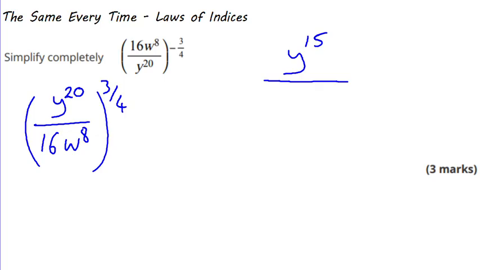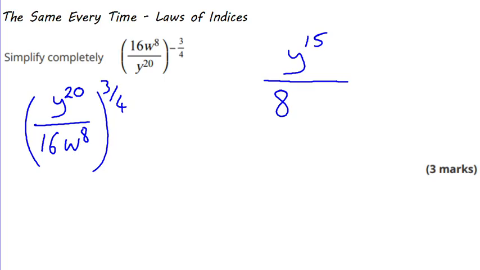Now at the bottom of my fraction I've got two parts. I've got a 16 and a w to the power 8. So in the bottom of my answer fraction I'm going to have two parts. A number and then w to the power something. Well, the number has to be the 16 to the power 3 over 4. So on your calculator, try it. So 16, x to the power, fraction button, 16 to the power 3 over 4. Check that you get the same answer as me. I've got 8. So 16 to the power 3 over 4 is 8.